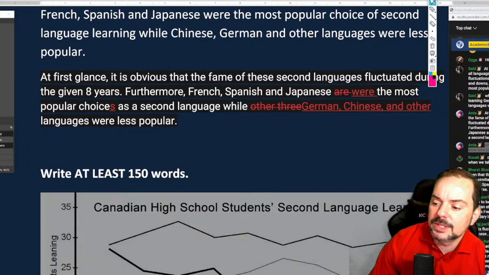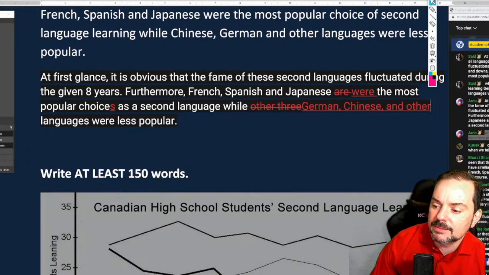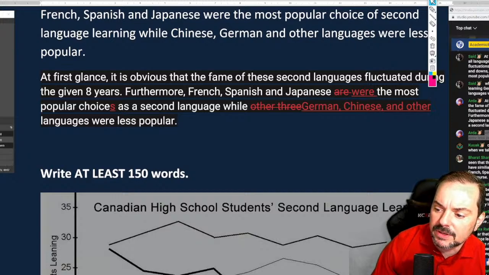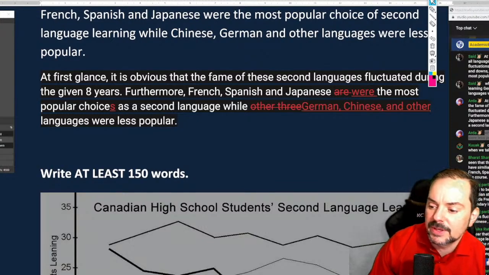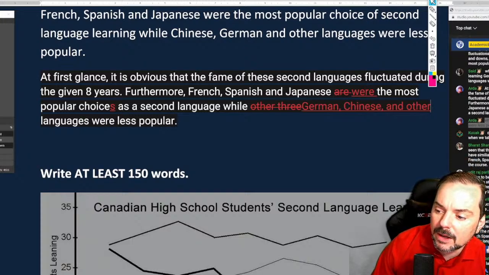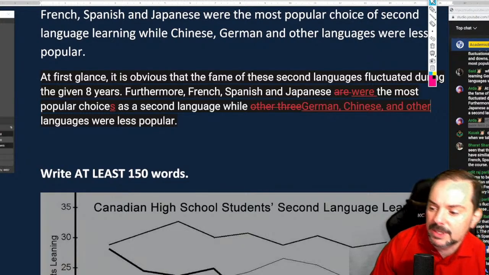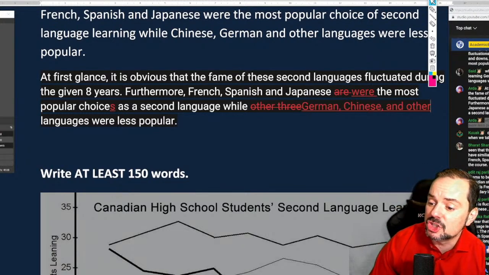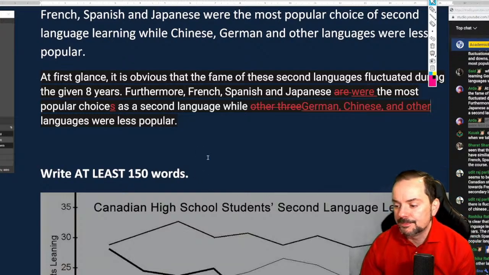All right. Udit says, overall, it seems to be very clear. That's awkward writing, Udit. Overall, it is very clear that the interest of Canadian students is mostly inclined towards French, Spanish, or Japanese as second languages. However, there are fluctuations for the less popular languages, comma, Chinese, German, and others, capital C, capital G, Udit.